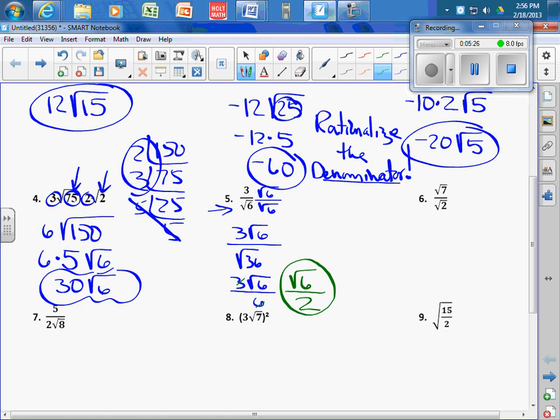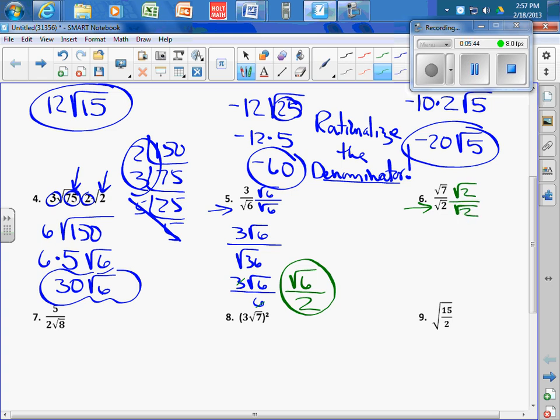Radical 2 doesn't get reduced. We can't reduce the fraction 7 over 2, so we need to rationalize the denominator. We're going to multiply this fraction times 1, but it's going to be whatever radical is in the denominator over itself.